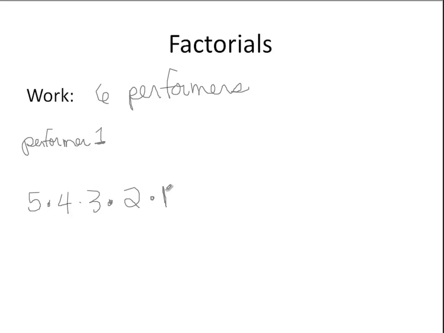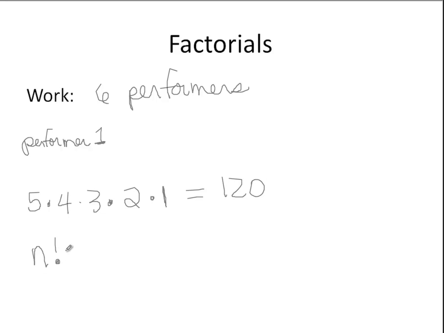Okay, so we wanted to know how many different ways can these slots be filled up. So all we have to do is multiply these numbers together. As you can see, this is a factorial. When you multiply these numbers together, it's 5 times 4 times 3 times 2 times 1, you get 120. This is also considered a factorial.